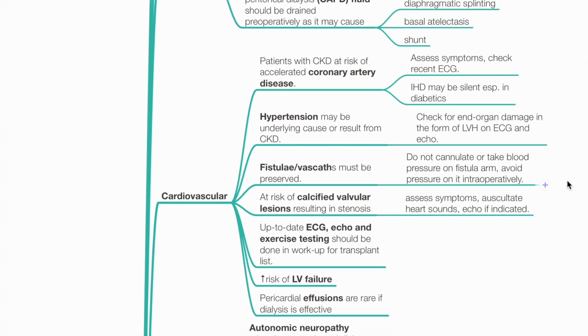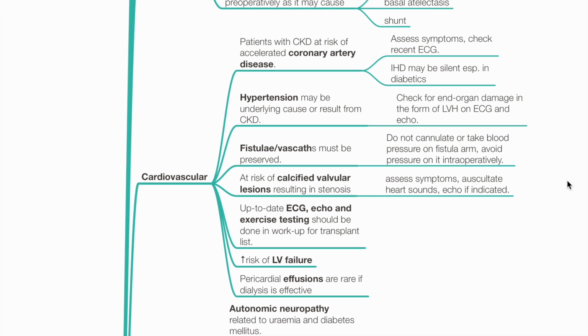Cardiovascular. Patients with CKD are at risk of accelerated coronary artery disease. Assess for symptoms. Check recent ECG. IHD may be silent, especially in diabetics. Hypertension may be underlying cause or result from CKD. Check for end organ damage in the form of left ventricular hypertrophy on ECG and echo.